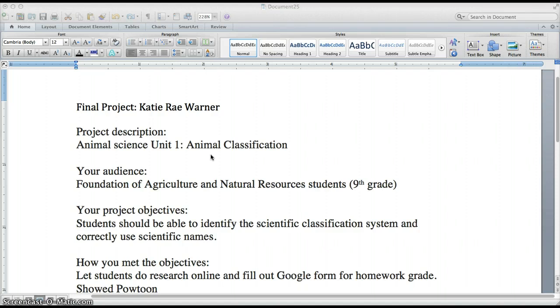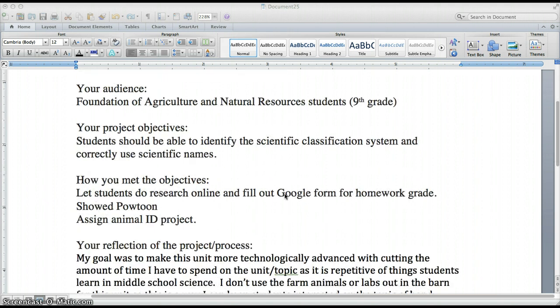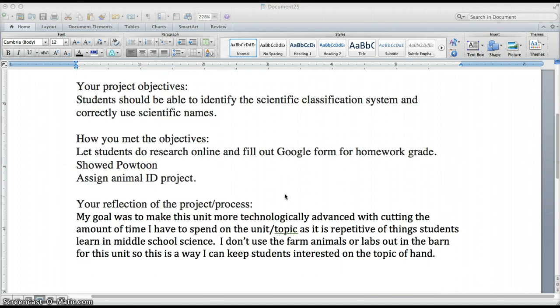So I picked this unit to do that with for my ninth graders because it allows them to use the technology side. This unit really doesn't lend itself to going out and using our on-campus farm and doing labs with the animals, even though I do use the animals as test questions, like what is the classification of BERT, and they're going to have to tell me what that is on a test. But it doesn't really lend itself to hands-on. So to make this unit a little more hands-on, I did a couple different things.